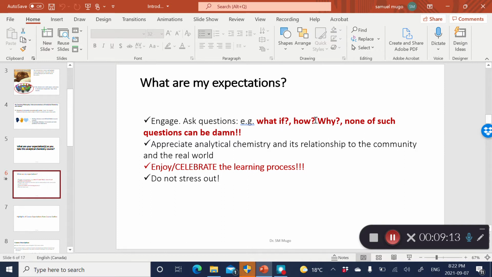And if you're able to situate yourself in a place where you're thinking of the knowledge that you're learning and how it can apply to solving these global challenges, I can assure you that you won't have a problem finding a meaningful purpose for work when you finish your degree. So that's important to me: appreciation of analytical chemistry and its relationship to the community. That's one of my core expectations of you guys, that you're going to appreciate that.